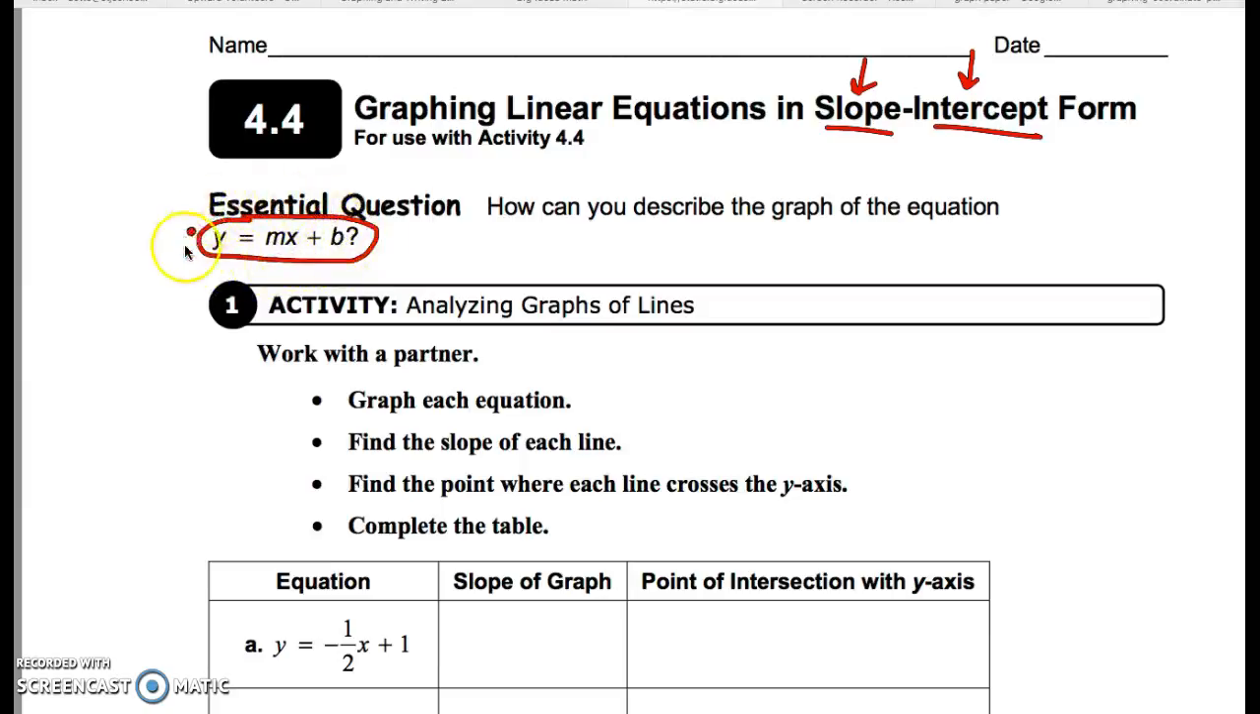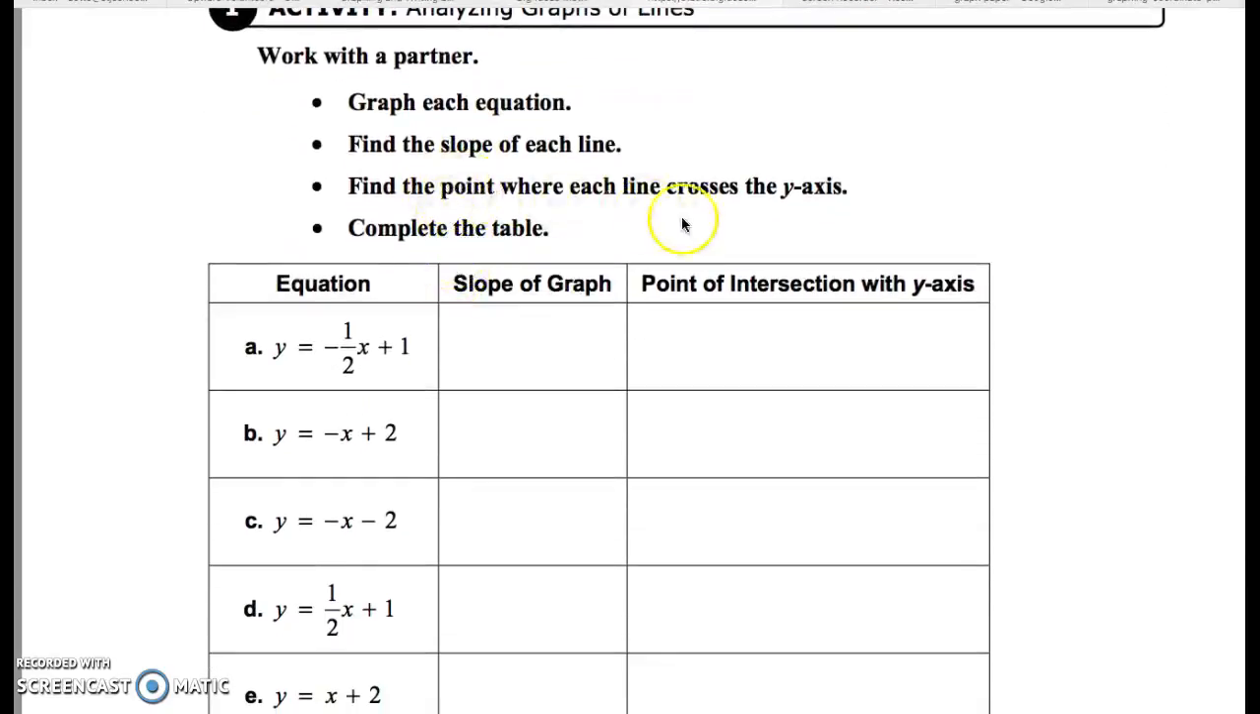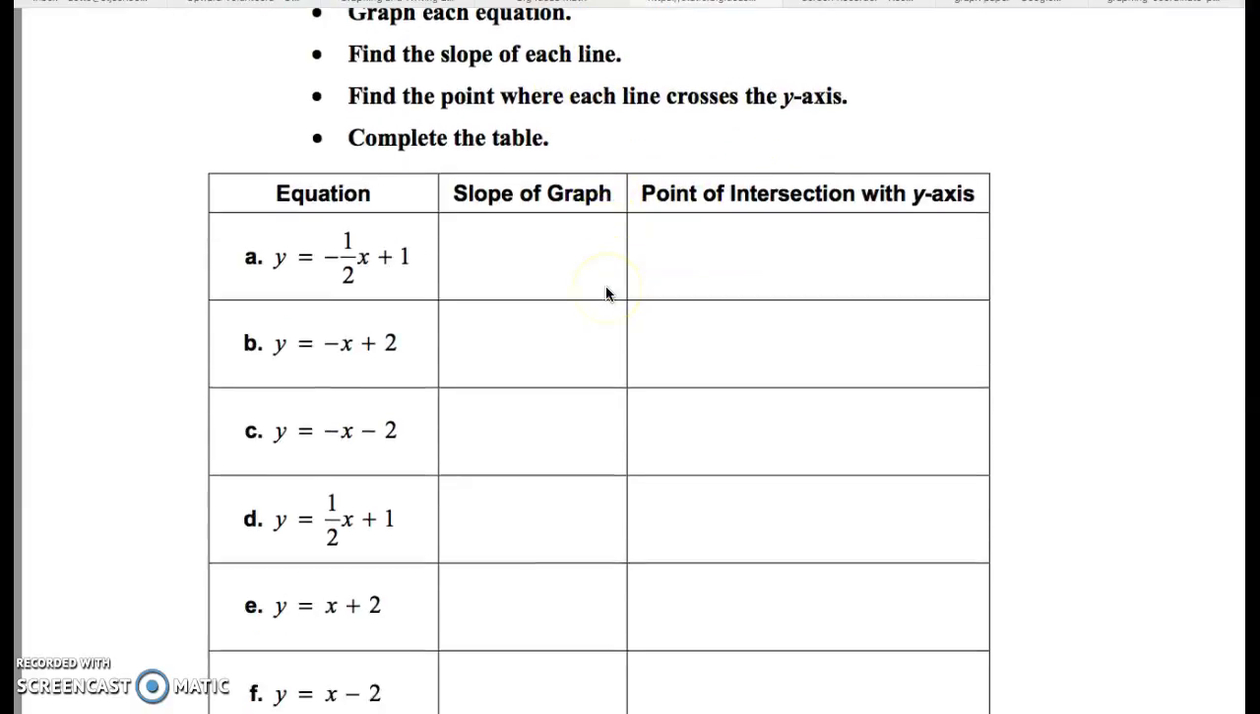Okay, you want your equation solved for y. You want it to say y equals. It's the easiest way to deal with it. So that's what we're going to look at today. So activity 1 says graph the equation, find the slope of the line, find where it crosses the y-axis, and as we do that, we're going to fill in the table.